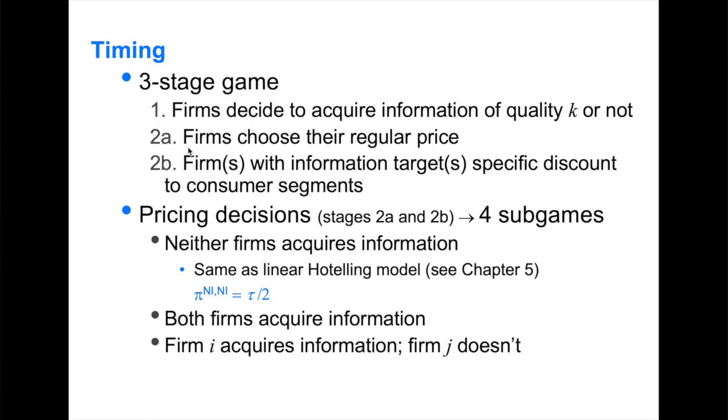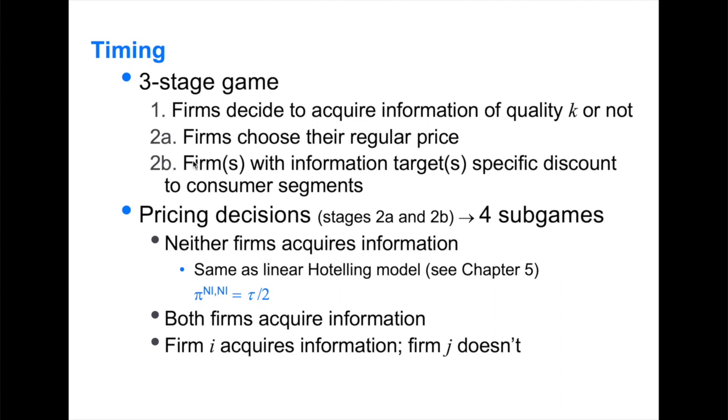At stage 2, they choose their prices. But if they have some information, they can decide to offer a discount to some specific consumer segments. So they set a regular price, and if they know better where the consumers are, in which sub-segment they are, they can decide to offer to some segments a discount below the regular price. And then in stage 3, consumers decide from which firm to buy.